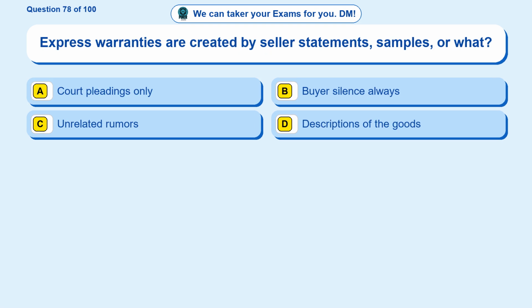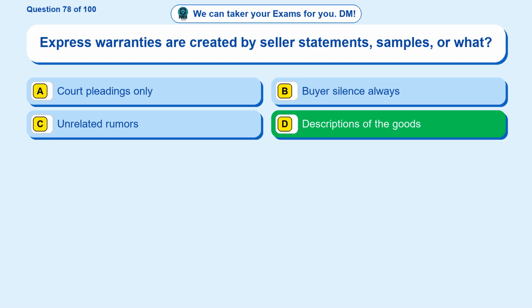Question 78. Express warranties are created by seller statements, samples, or what? Option A. Court pleadings only. Option B. Buyer silence always. Option C. Unrelated rumors. Option D. Descriptions of the goods. The correct answer is option D.